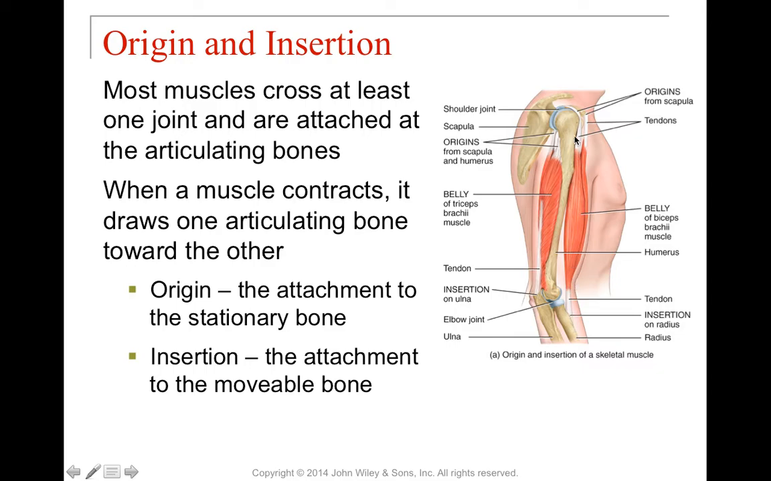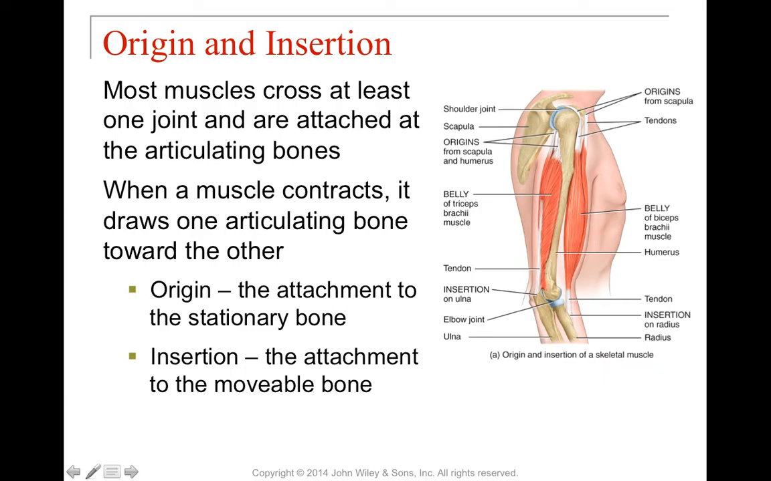So the origin is found up here at the scapula, and we have tendons that connect all the way from the scapula to the biceps muscle itself, biceps brachii. You can also see the larger part here. This is called the belly of the muscle. And then it has another tendon on the other side, which attaches to an insertion site on, in this case, the radius, but on whichever bone is going to be moving.